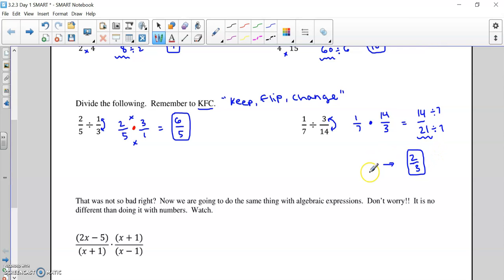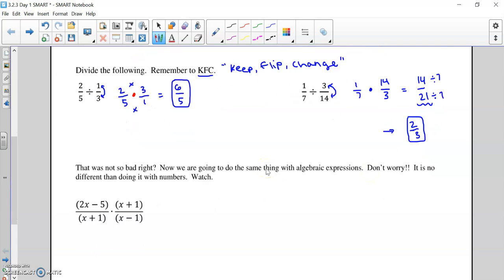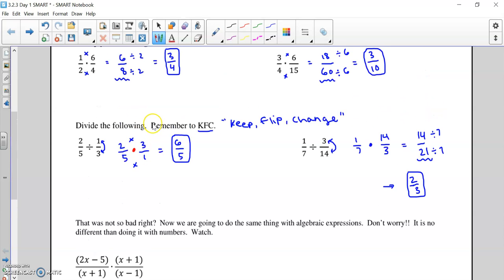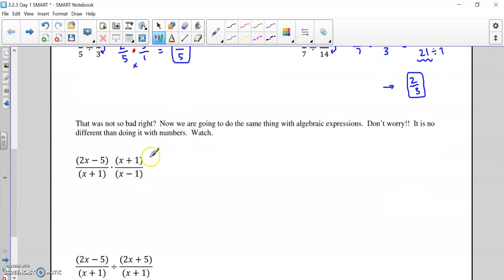All right, so now that we've talked about how multiplication and division works with regular fractions, let's go ahead and apply these rules to rational expressions. So this first problem is 2x minus 5 over x plus 1 times x plus 1 over x minus 1. So just like we did up top when we multiplied fractions, we're going to go ahead and just multiply the tops and the bottoms. However, do not distribute. Okay, do not distribute. We're just going to squish them together to represent the fact that they're being multiplied.